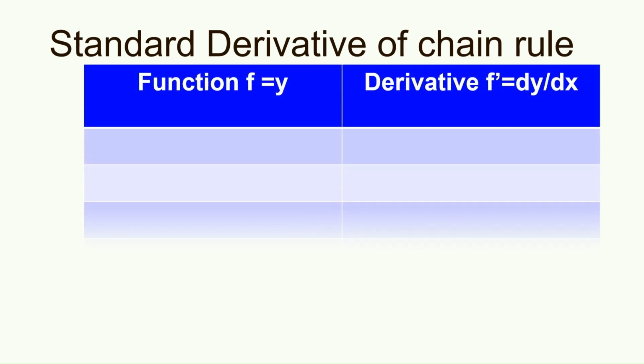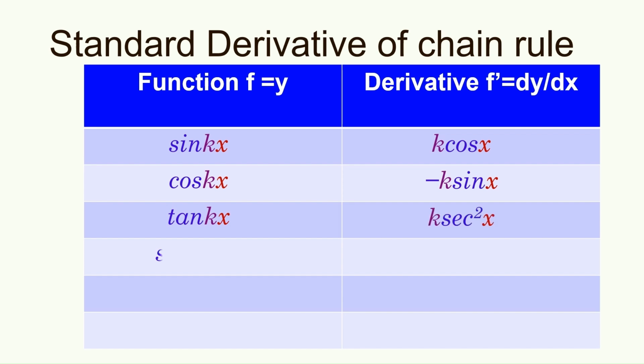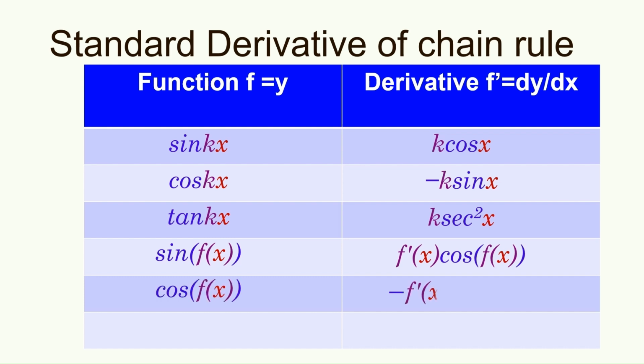Standard derivatives of the chain rule. Note function f equals y and derivative f dashed equals dy/dx. For the function sine of kx, the derivative is k times cosine of kx. For the function cosine of kx, the derivative is minus k times sine of kx. For the function tangent of kx, the derivative is k times sec squared of kx. For the function sine of f(x), the derivative is f dashed of x times cosine of f(x). For cosine of f(x), the derivative is minus f dashed of x times sine of f(x). For tangent of f(x), the derivative is f dashed of x times sec squared of f(x).